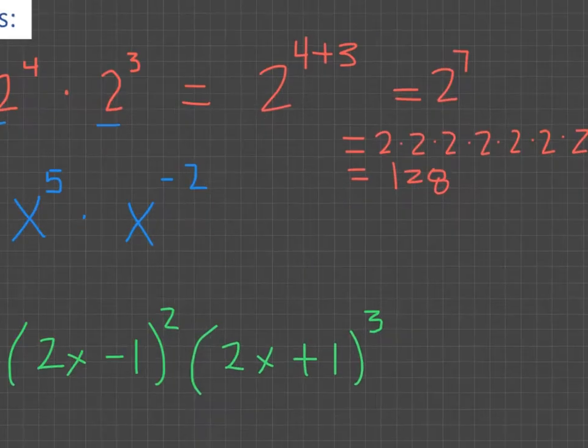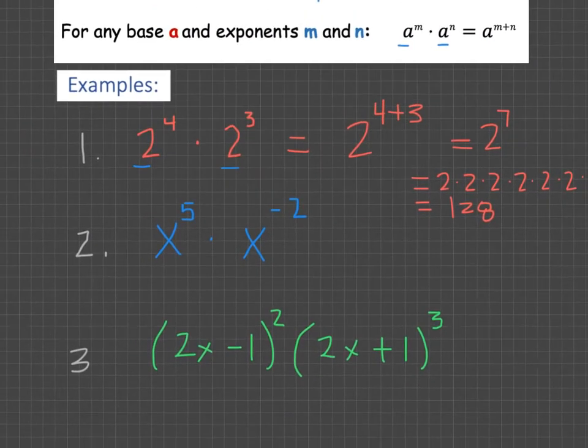X to the 5th times x to the negative 2. So here we've got an exponent that has a negative in front of it. Well, the product rule will apply. We have the same base of x, and we add those exponents. So 5 plus a negative 2, so that's 5 minus 2. So that ends up being x to the 3rd.